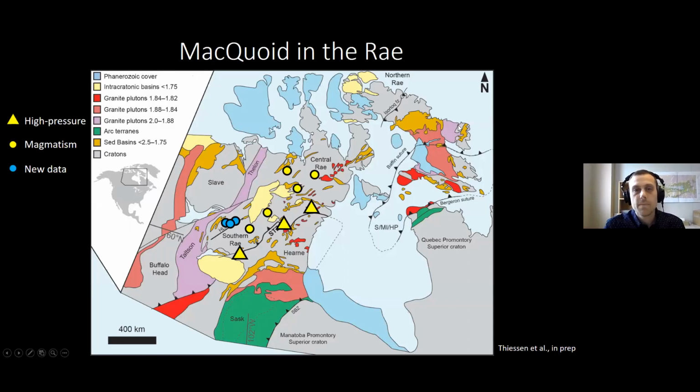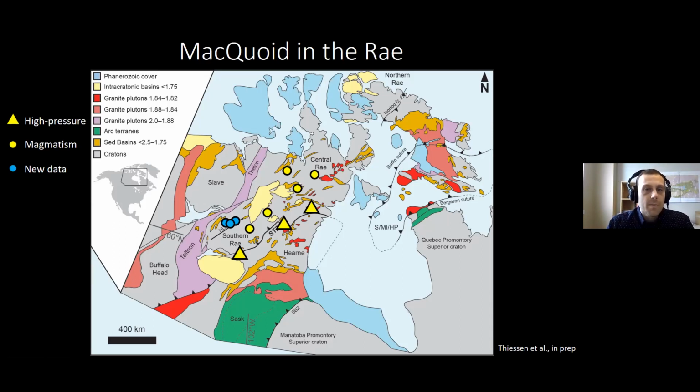More regionally, I'll pull in some data from the north here as well. You can see this is another simplified cartoon geological map of the Canadian Shield. You can see I placed a number of yellow circles throughout the Rae Craton. That refers to magmatism, which is broadly of this age. It goes as far back as 2.7 and as young as 2.5 in places.